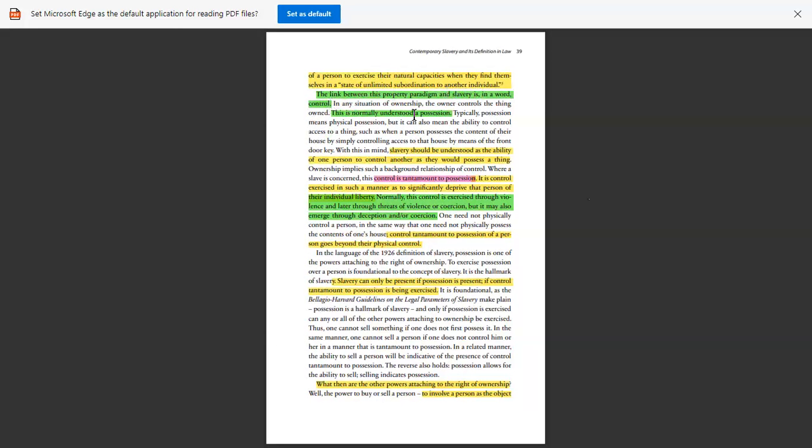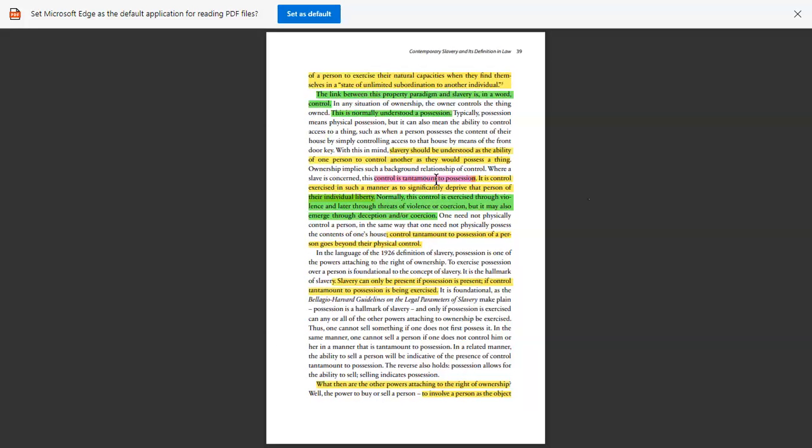Control is also normally understood as possession. So if you're in control of something, you are said to possess it. As an example, if you have a key to your house, you're in control of the items inside the house. They're considered to be part of your possessions. So with that in mind, slavery should be understood as the ability of one person to control another as they would possess a thing. Being able to lock it up inside a place where it's secure is the type of control and possession that is tantamount to conditions like slavery.